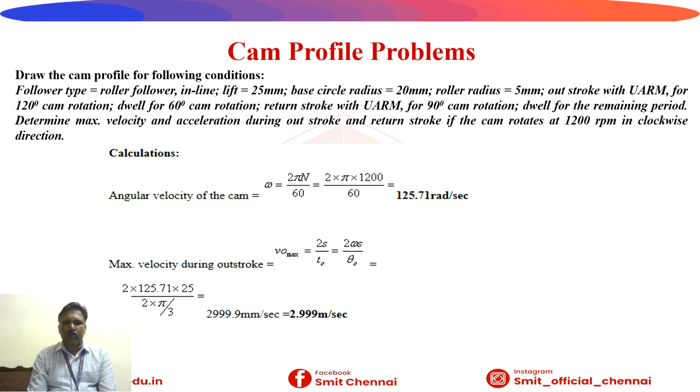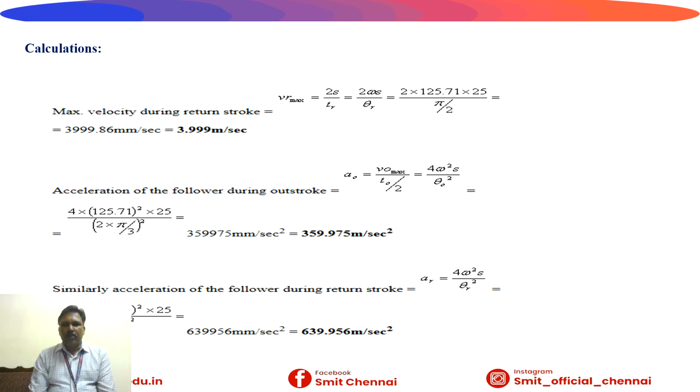Then the maximum velocity during outstroke. This has a basic formula, that is 2 times the stroke divided by the outstroke time. That will be converted in terms of angle, that is converted into radians, 2 pi by 3. Finally, you get approximately 3 meter per second. The same formula is followed for the return stroke also. Instead of that, we have to look at the angle in the denominator. We have to check what angle is given, it is 90. The angle position we have to change, the remaining formula as it is.